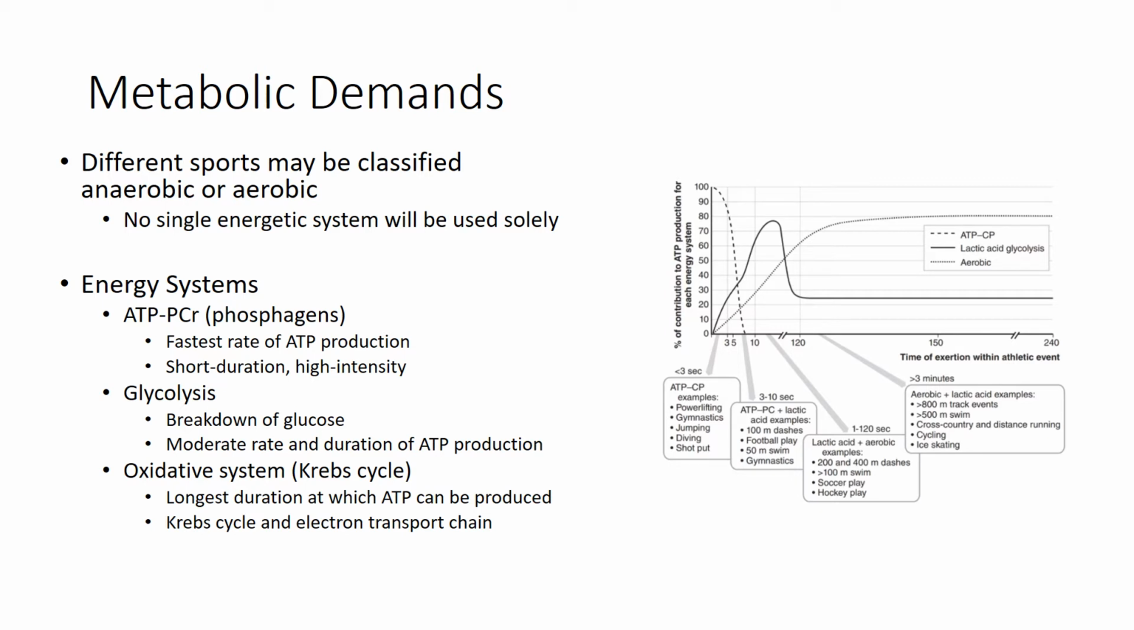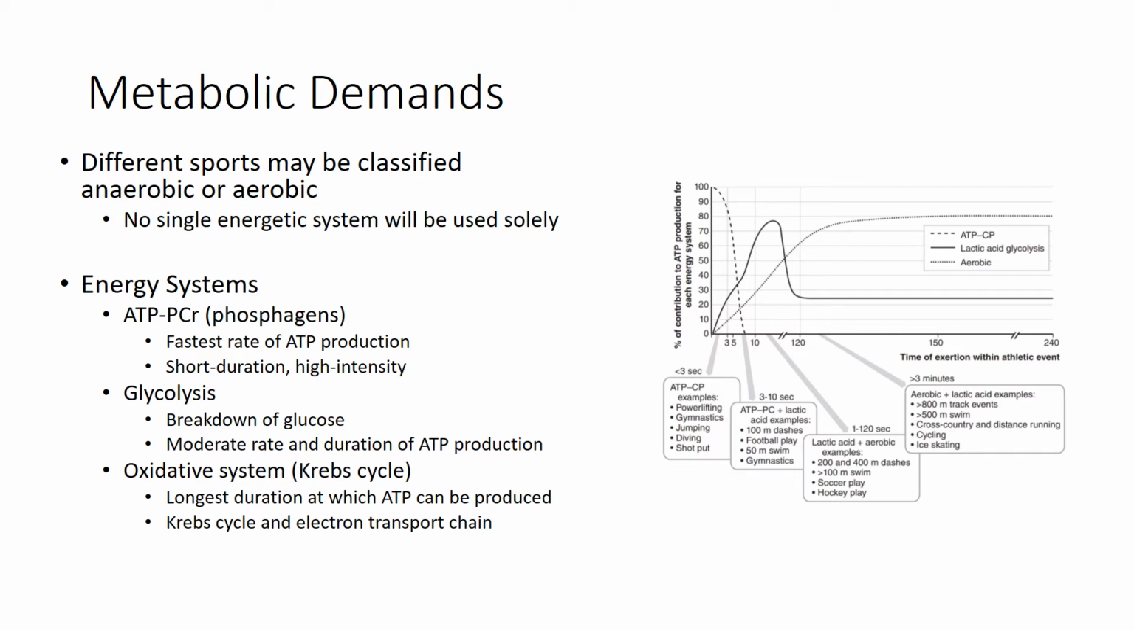The three energy systems utilized by the body for training in sport are the ATP-phosphocreatine system, the glycolysis system, and the oxidative system. The ATP-PCr system is the fastest rate of ATP production and is generally utilized in short duration, high intensity exercise such as sprinting or resistance training.